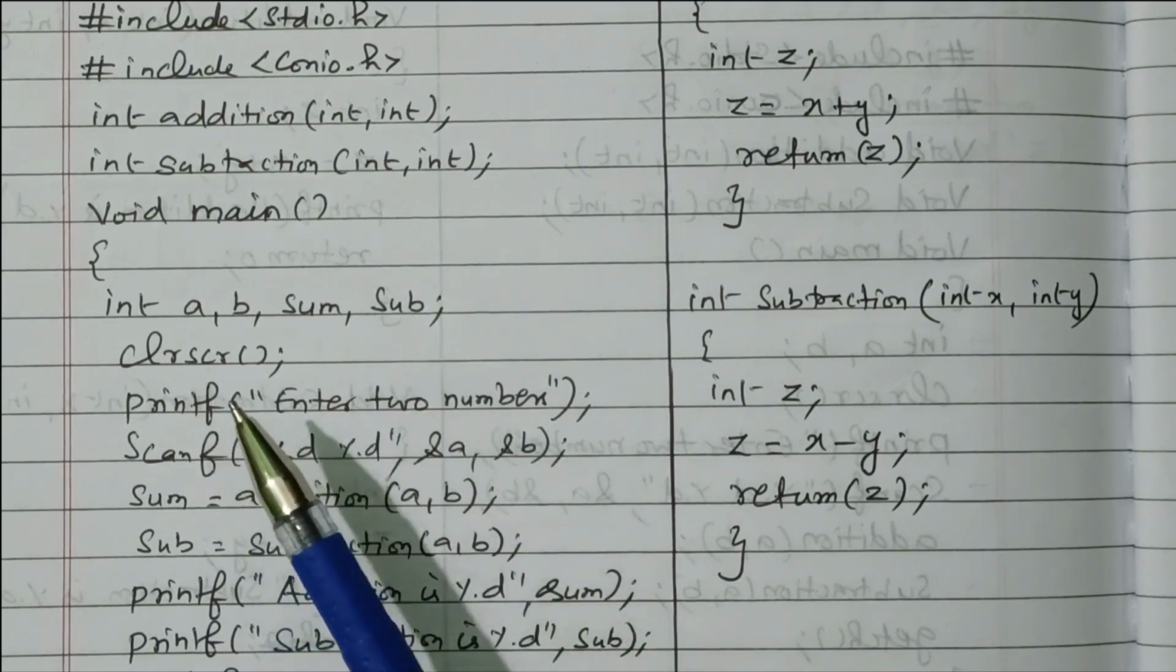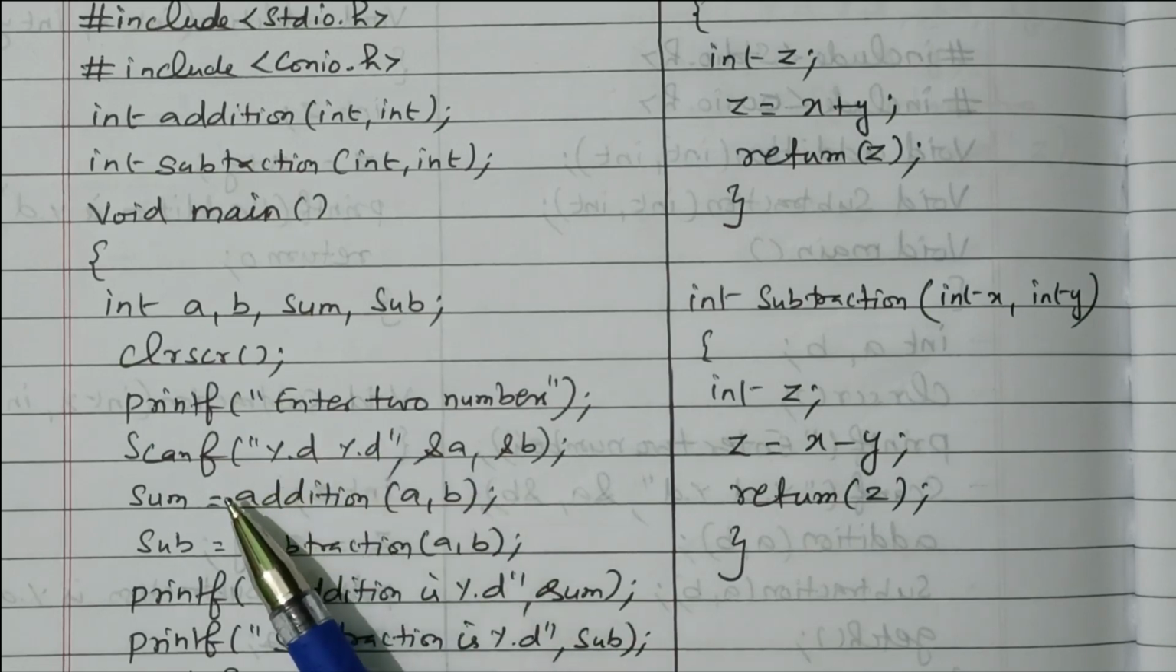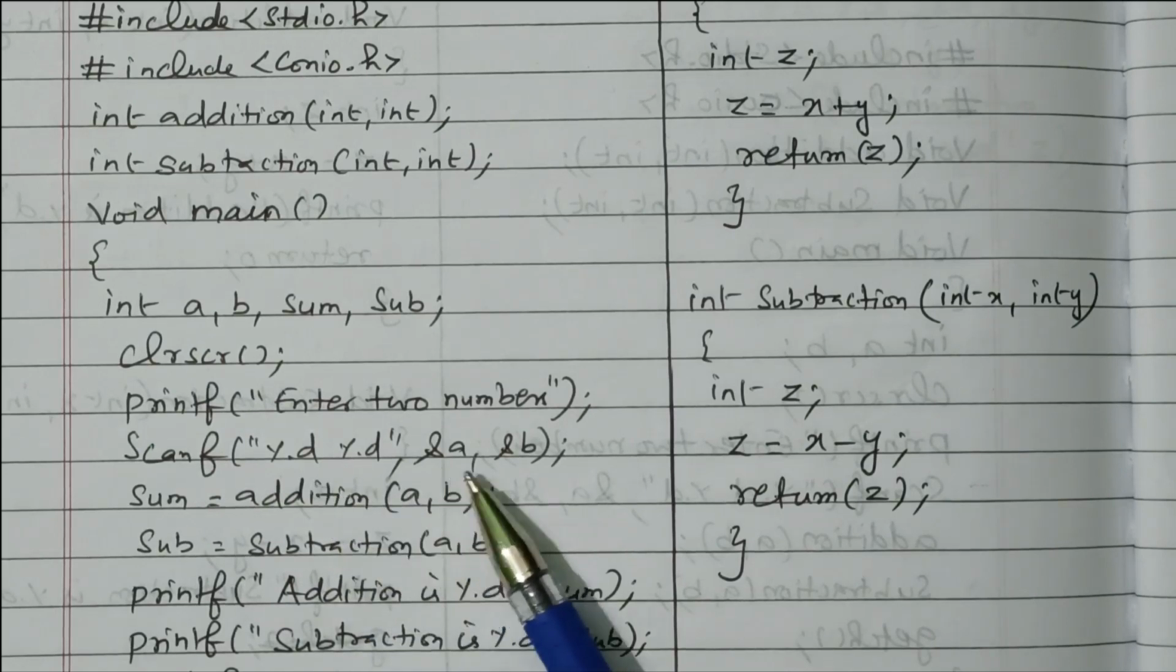After clear screen, we ask the user to enter two numbers. So the user will enter two numbers, using a scanf statement. We can scan the two numbers. %d indicates it is an integer type. And &a and &b mean address of a, address of b. So the entered two numbers are stored in a and b.